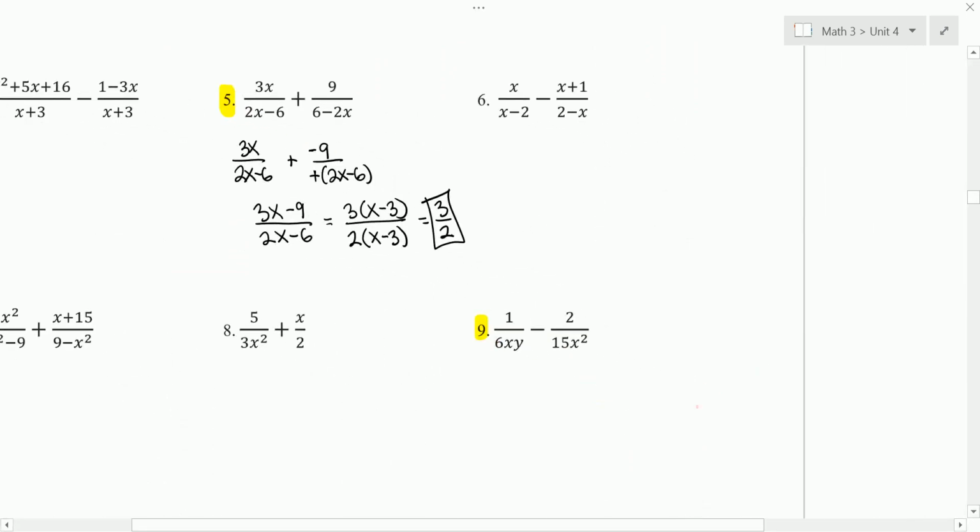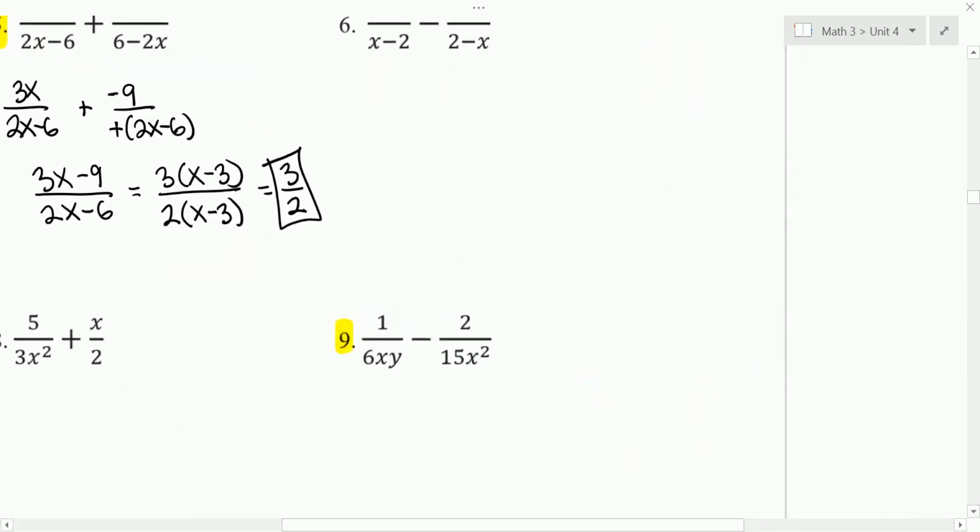Number 9, I want to take a look at that one next. And we need a common denominator before we can subtract. First I compare 6 and 15. 6 is 3 times 2. 15 is 3 times 5. So they both have the 3 in common. But the left side needs a 5 and the right side needs a 2.